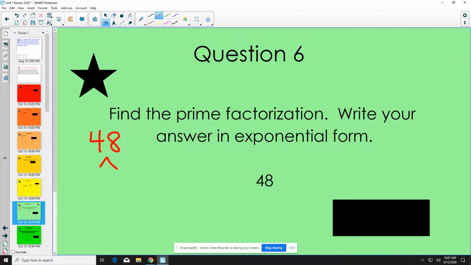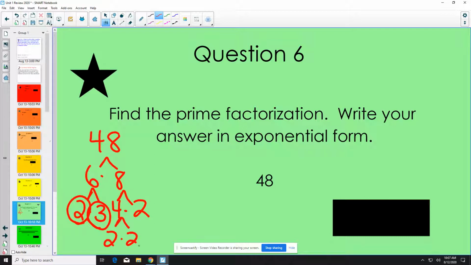Okay, now that you've finished, there are different ways to do the prime factorization for 48. You could start out 6 times 8, 4 times 12, 3 times 16, 2 times 24. You should get the same answer though. If I do 6 times 8, 6 is not prime, I can make it 2 times 3. 8 is not prime, I can make that 4 times 2. I know 2 is prime because only 1 times 2 is 2. 3 is prime because only 1 times 3 is 3. But 4 is not because I can take 2 times 2.